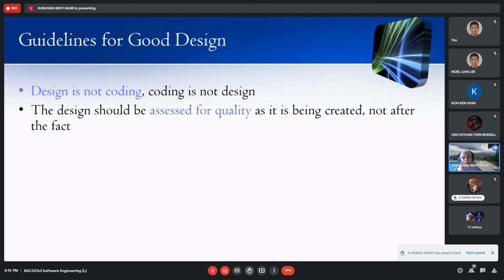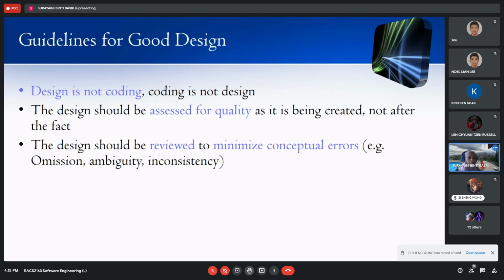Okay, so after that, the third guideline is the design should be reviewed to minimize conceptual errors. This is the example. The errors here are examples of documentation errors. For example, omission. Omission means there are some requirements or some information that are missing. Ambiguity is when there is a requirement that is ambiguous, or there are terms that can be interpreted in different ways, so different people understand it differently.